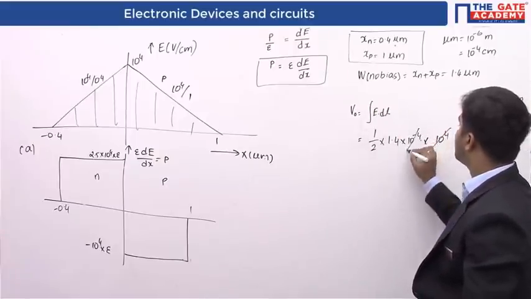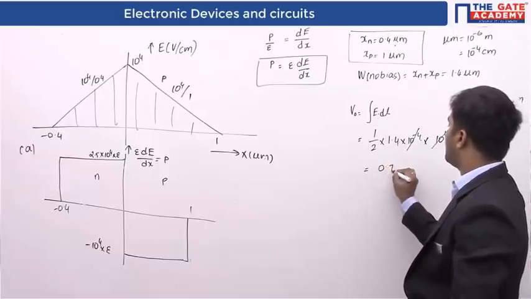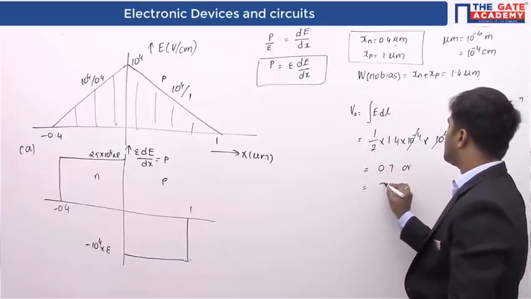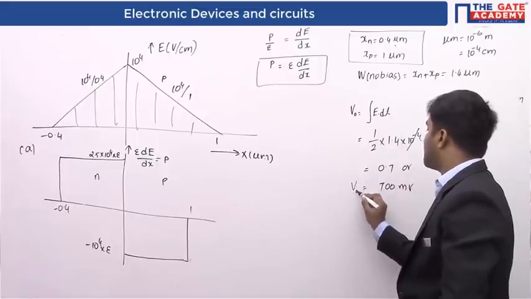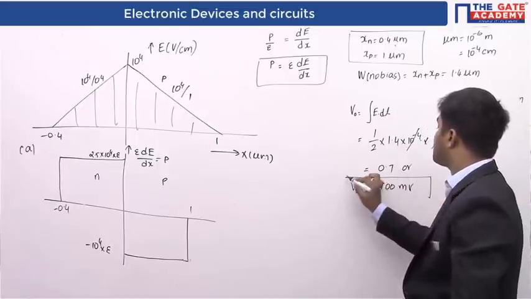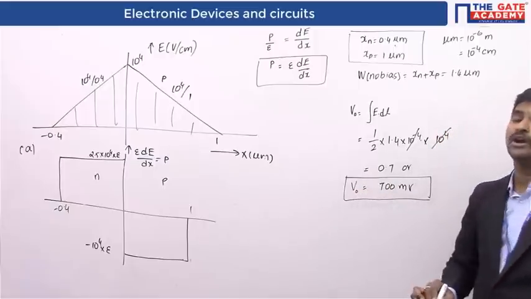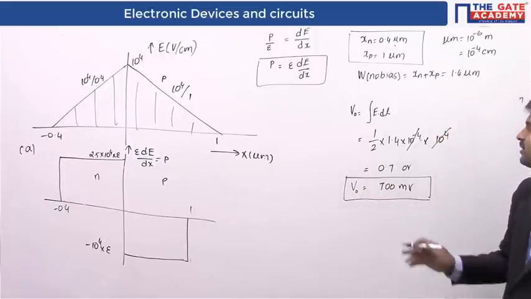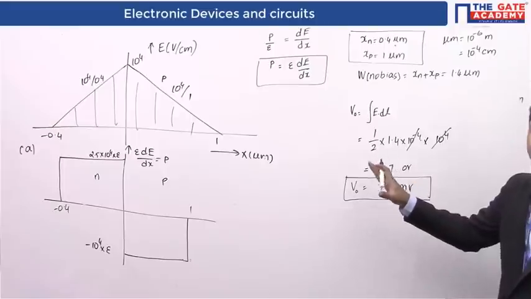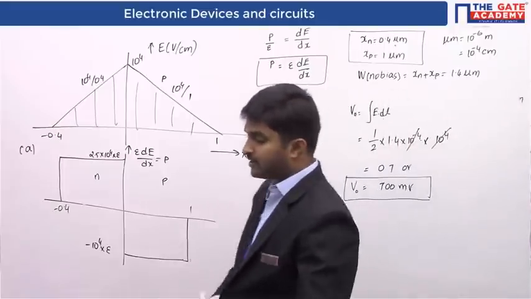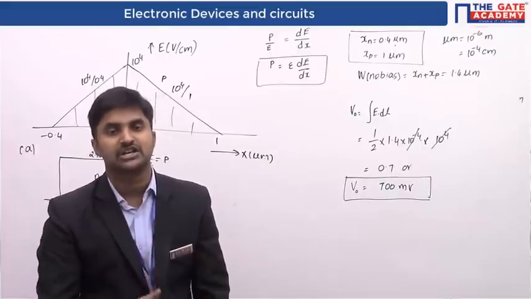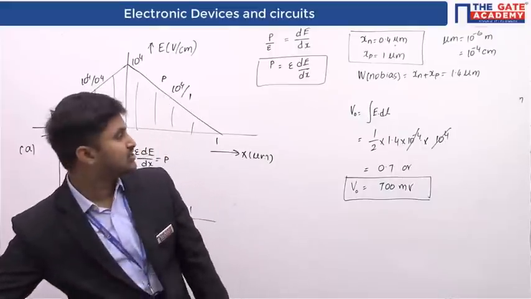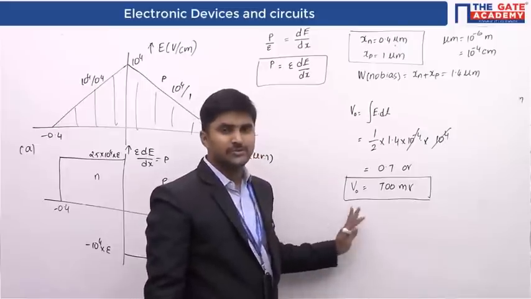So what is this value equal to? It is 0.7, or 700 millivolts. The value of the built-in potential, or the potential difference in the depletion region, is equal to 0.7 volts or 700 millivolts. Again, a very important part of GATE. Time and again, questions have come asking about the built-in potential or the potential difference in the depletion region. I'm sure this part is clear to all.